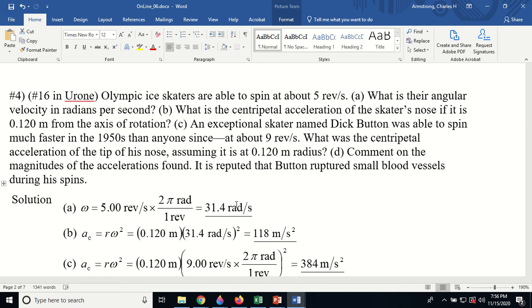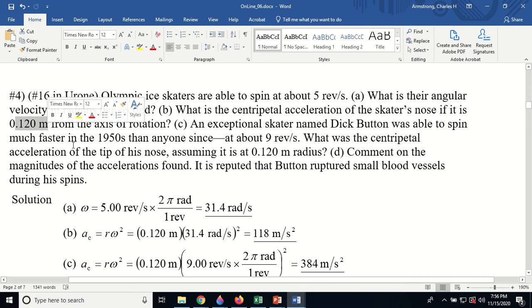What is the centripetal acceleration of the skater's nose if it is 0.12 meters from the axis of rotation? So they're telling you the radius right there. We've got this equation right here, one of the equations we have. It's r omega squared. r is the 0.12 meters, and then we just figured out the angular velocity in radians per second. We got to square that. Don't forget to square it. 118 meters per second squared. That is the centripetal acceleration of the tip of their nose.